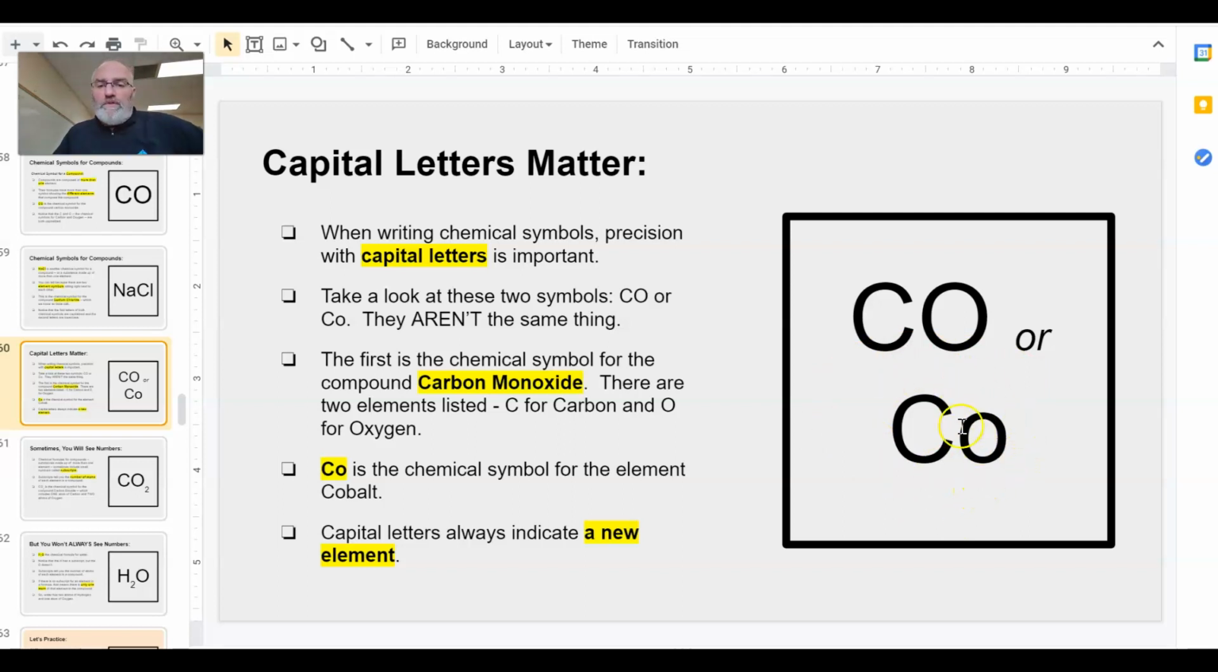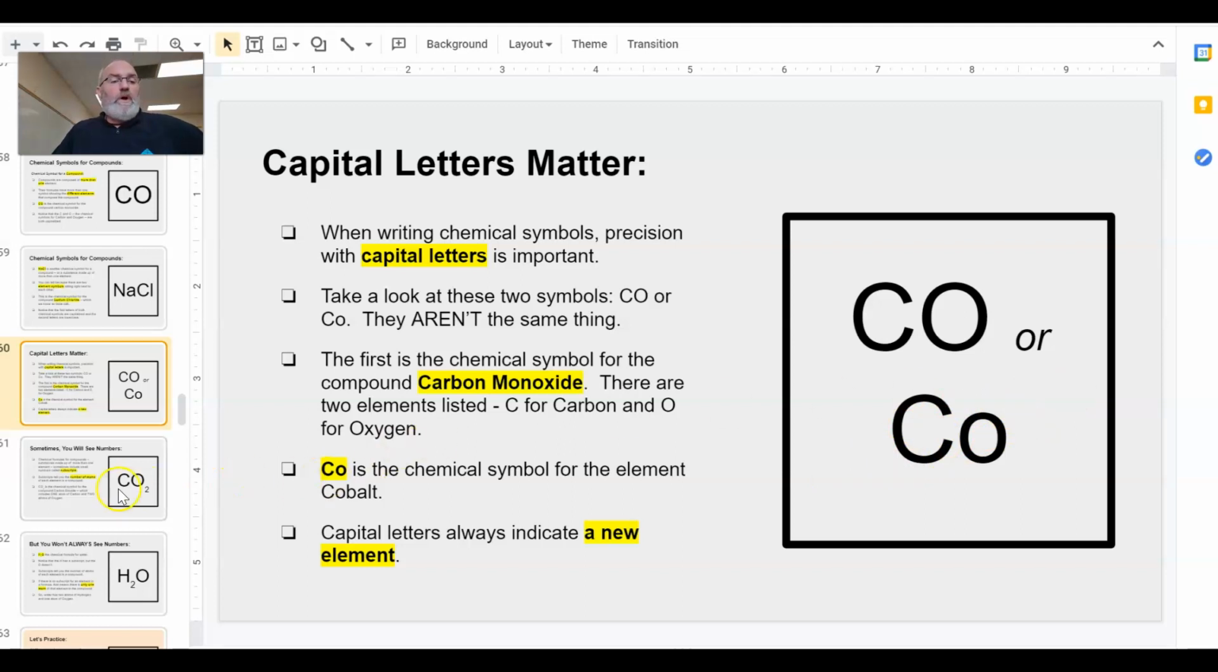Isn't that wild? This one lowercase letter is the difference between an atom of one element, cobalt, or a compound that includes an atom of carbon and an atom of oxygen. So you have to be very careful with what you're capitalizing and what you're lowercasing. And when you're reading a chemical symbol, you have to really notice whether you've got capital or lowercase letters. Capital letters, giveaways that new elements are starting. Lowercase letters, giveaway that you're looking at a chemical symbol for an element that has more than one letter in it.